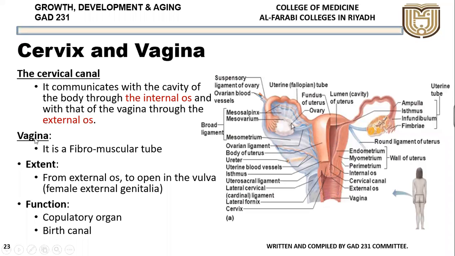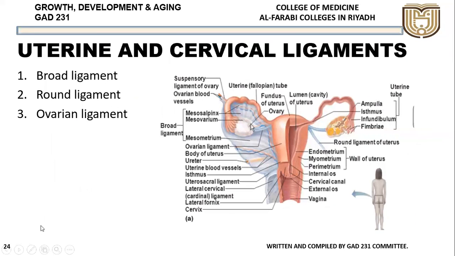As you know, the vagina is a fibromuscular tube. It is also a copulatory organ, extending from the external os to open outside into the vulva. The female external genitalia is called the vulva. So this vagina is from the external os to the vulva. Coming to the function, as I said before, it is a copulatory organ, and it also acts as a birth canal. So it serves two functions: one is copulation, and the second is acting as a birth canal.